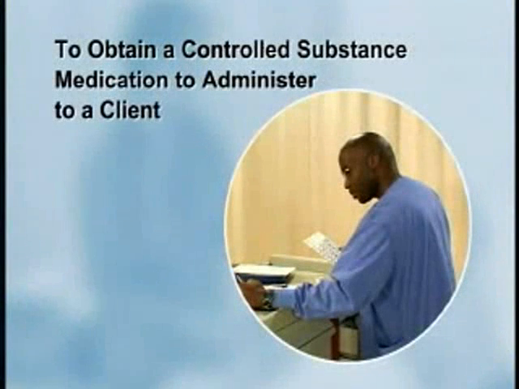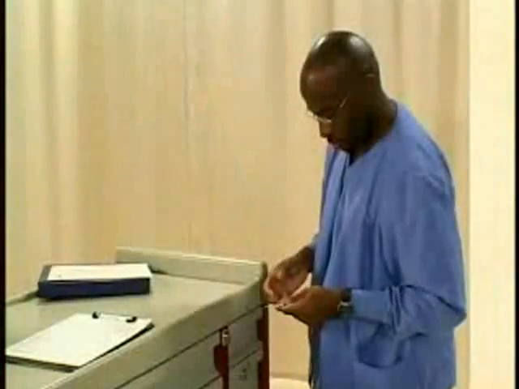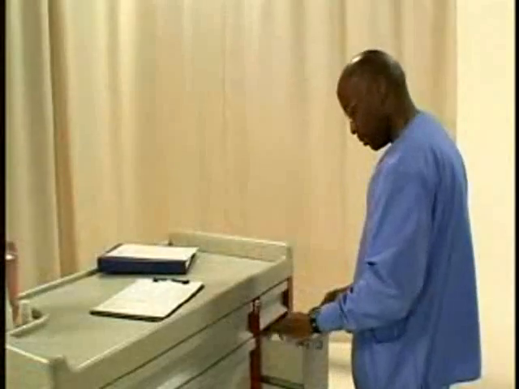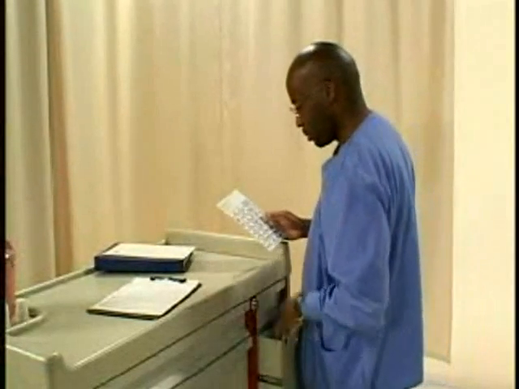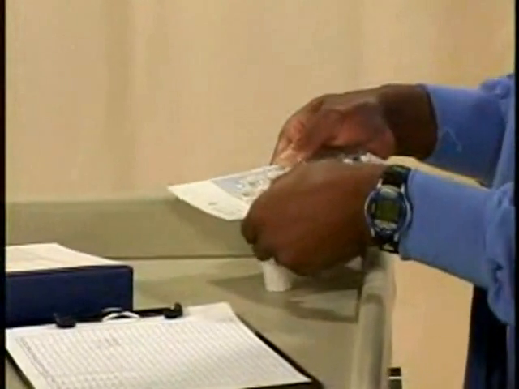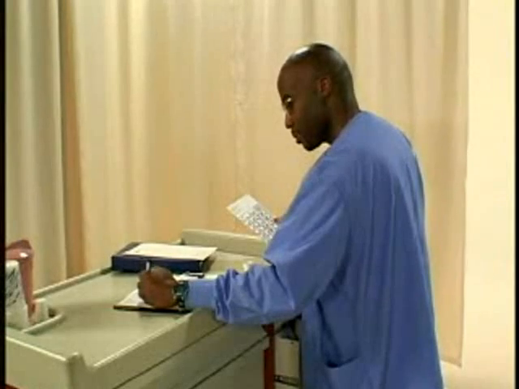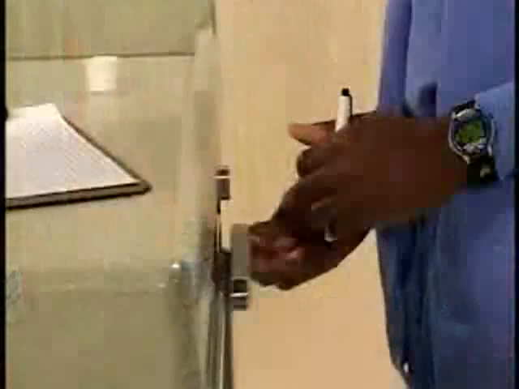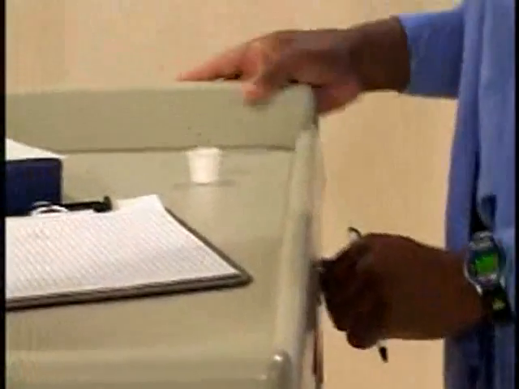To obtain a controlled substance medication to administer to a client, obtain the key to the controlled substance drawer and open it. Locate the specific controlled substance you will be administering. Remove the prescribed amount of the controlled substance and record the required information on the Narcotic Administration Control Record. Be sure to sign the record and lock the controlled substance drawer.